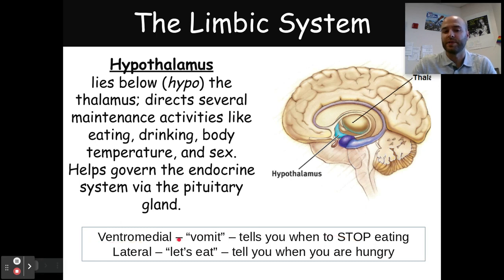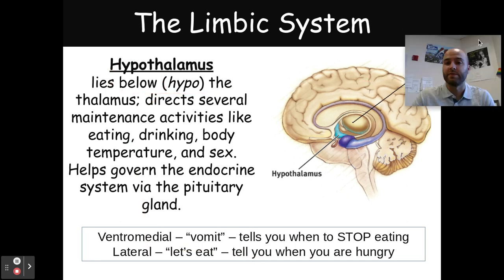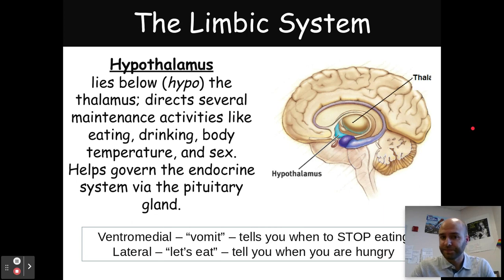That's your ventromedial hypothalamus. On the other side, you have the lateral hypothalamus. This tells you when you're hungry. It sends messages like, hey, we're getting hungry, don't want to starve, let's eat something so we can survive. Lateral starts with an L, so does let's eat. That's a good way to remember the lateral hypothalamus. But the hypothalamus directs the body's drives, right? The drives that we need to survive, eating, drinking, body temperature, sex, those type of things, all controlled by the hypothalamus with the help of the pituitary gland. And that's the connection between our brain structures and our nervous system and our endocrine system and our hormones.